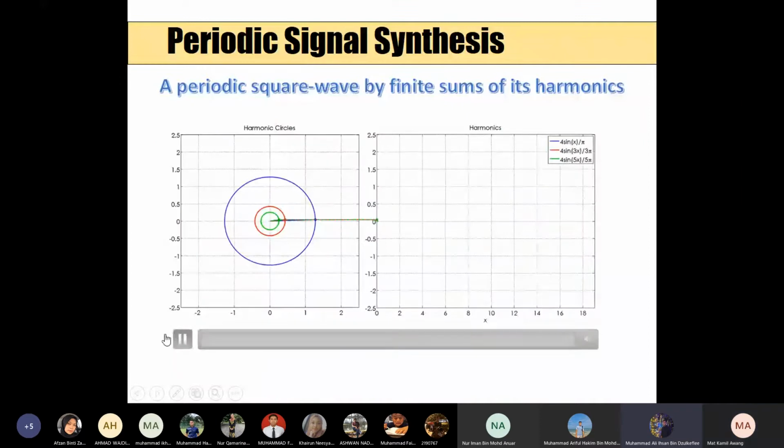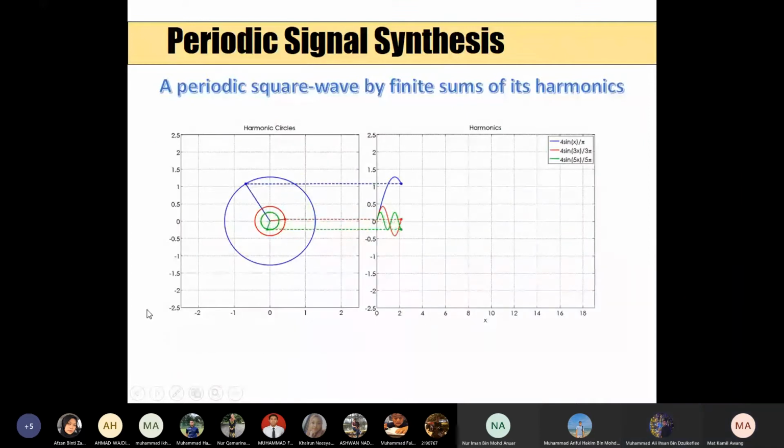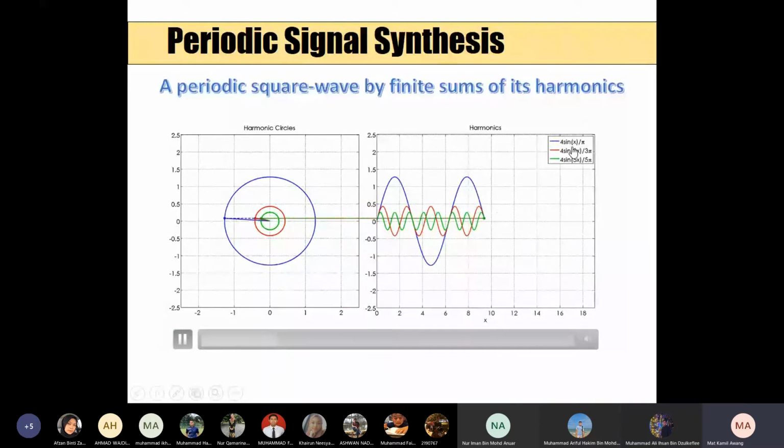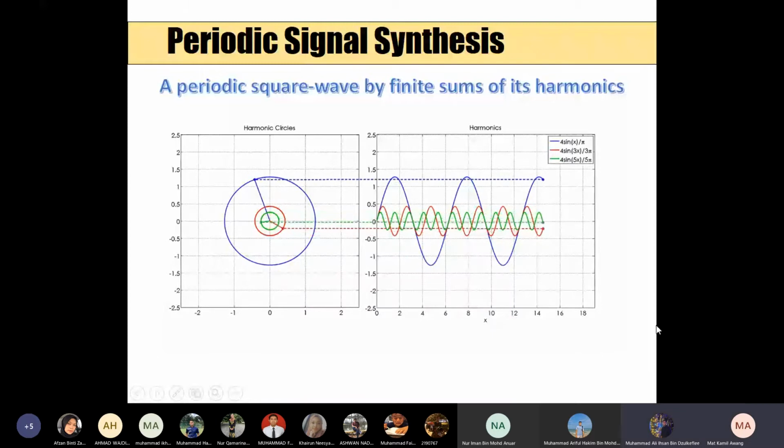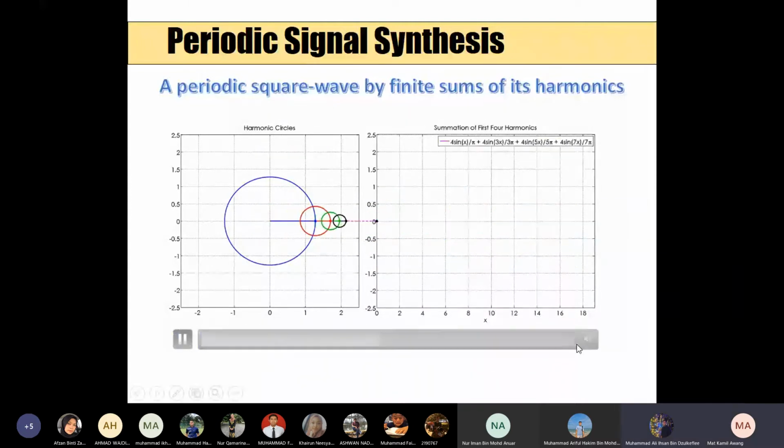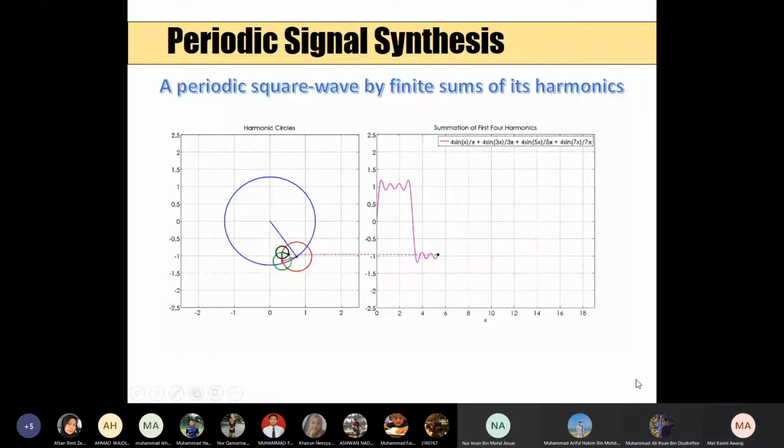So this one actually draws the main frequency, third harmonic and fifth harmonic in this example. Now this example draws the summation of first harmonic, third harmonic, fifth harmonic, and seventh harmonic. It adds another one, 7. So this is the summation.